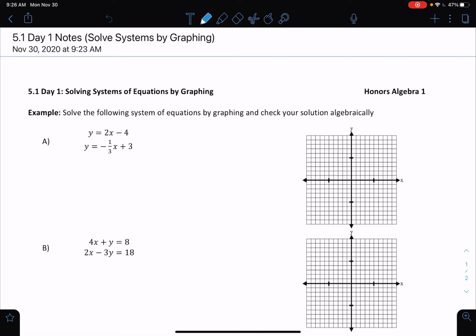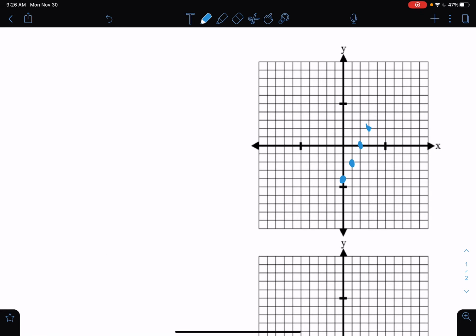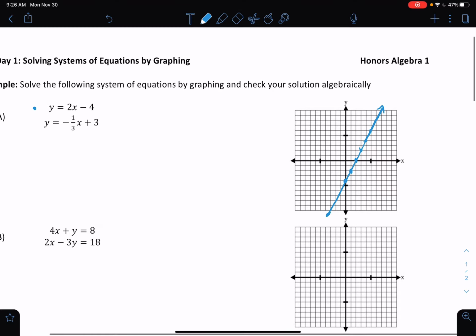So I'm going to graph both equations. This one's going to be line 1. I'm going to make it blue. If I graph this, I'm going to start at -4, and I'm going to go up 2, right 1, up 2, right 1, and so on and so forth. I'm going to zoom in just so I can make this a nice straight line. All right, so there we got line 1.